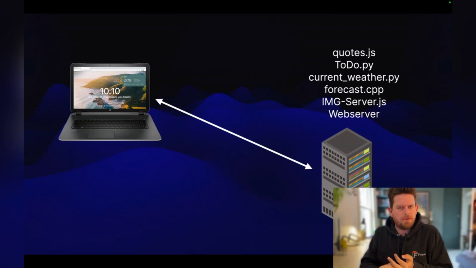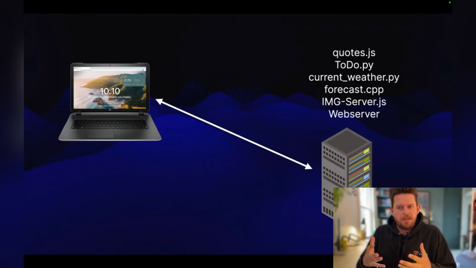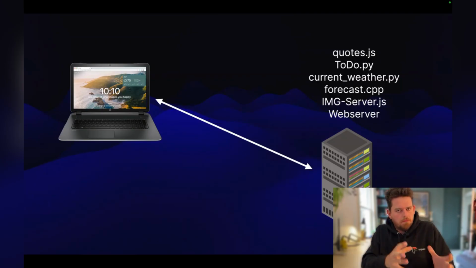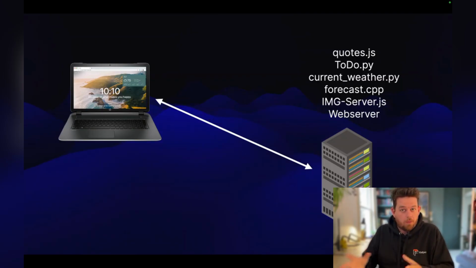We've got a to-do app, and we've decided to write that in Python. The current weather, a forecasting app, that might be in C++ because it's really number crunching and data heavy. We've also got an image server and our web server just to get that image and that web page back to the client.